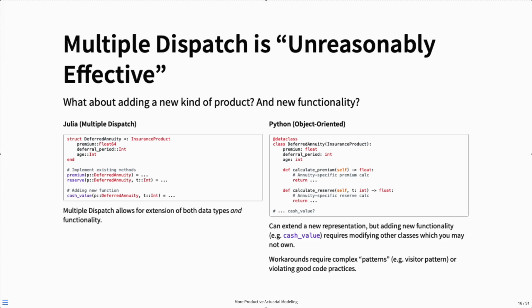There are workarounds for this, and there are a lot of patterns that have developed around object-oriented languages where you have very abstract patterns such as the visitor pattern in order to implement solutions to the single dispatch problem, where you can't extend both behavior and representation without modifying a substantial portion of the upstream code.